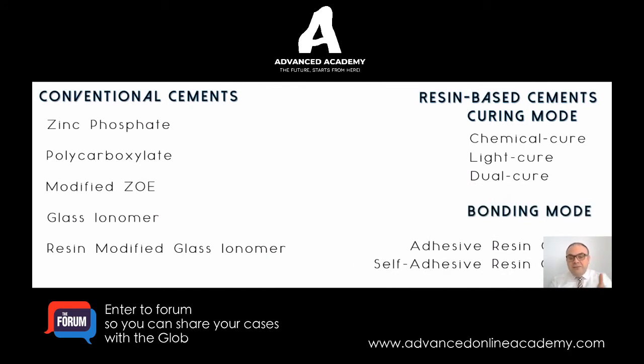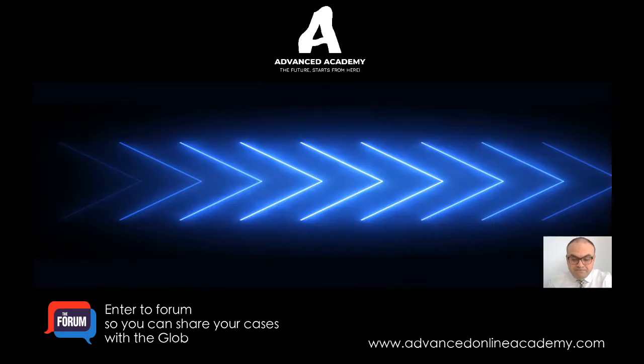And then we have the resin-based cements, which we can classify according to their curing method into chemical cure, light cure, and dual cure. And then also cements can be classified according to their bonding mode. You have the adhesive resin cements and you have the self-adhesive resin cements. So now we've organized our thoughts a little bit and we've classified the cements according to these different classifications so we can understand them better.